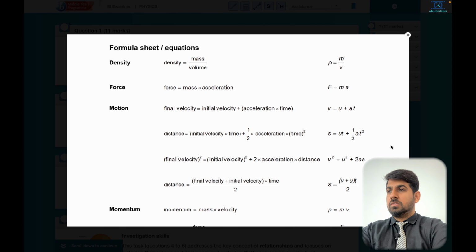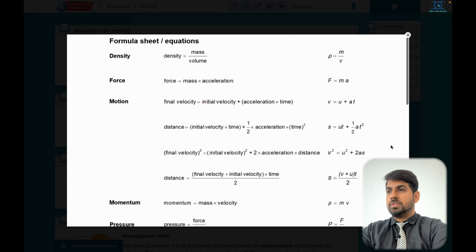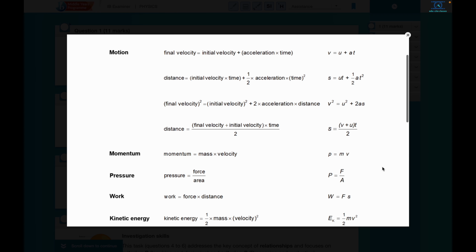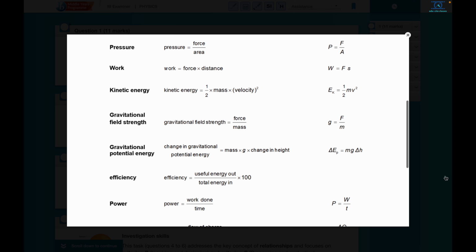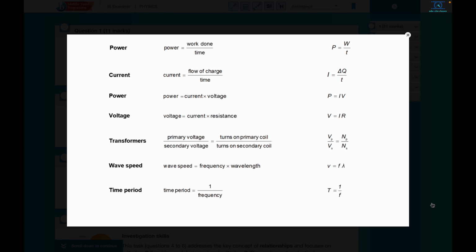These are the formula sheets. These are the only formulas which are there in the particular paper. You can just pause the video if you want. And these are the next set of formulas, and the last one. You can pause and take a screenshot if you want. These are the formulas which will be there for your exams as well.